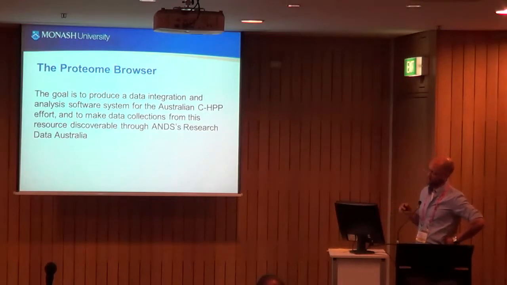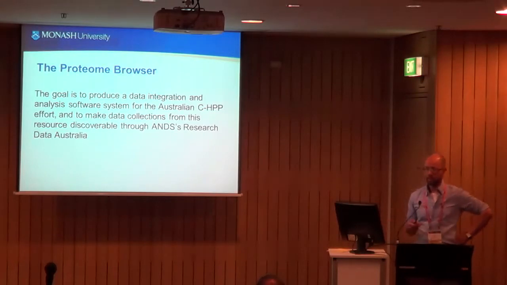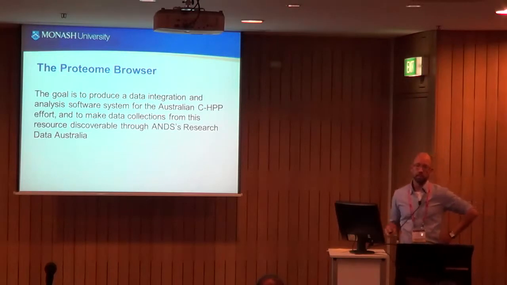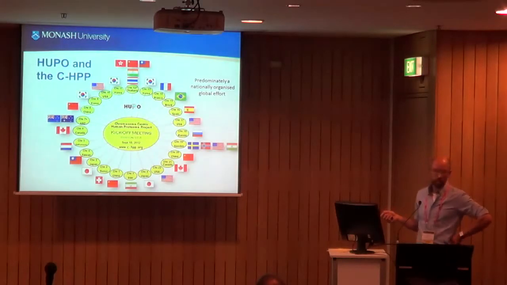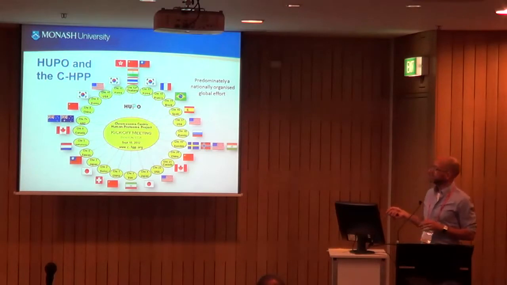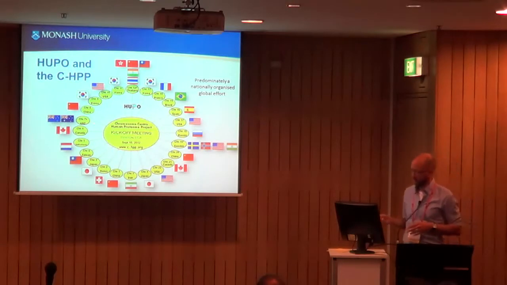So just back to this particular project we're talking about here, the Proteome browser. The goal of it is to produce a data integration and analysis software system primarily for the Australian chromosome-centric human proteome effort, and to make data collections from this resource discoverable through ANZ's Research Data Australia, which I'm sure you've all heard of, but it's our discovery service for research data collections within Australia. And I guess I should just point out, and I think Aneeth is going to talk about this at the end, that even though the project is being developed for chromosome 7, there's widespread interest in this consortium.